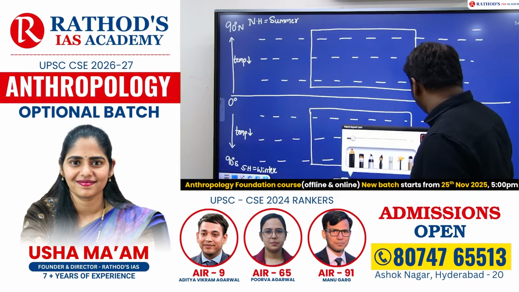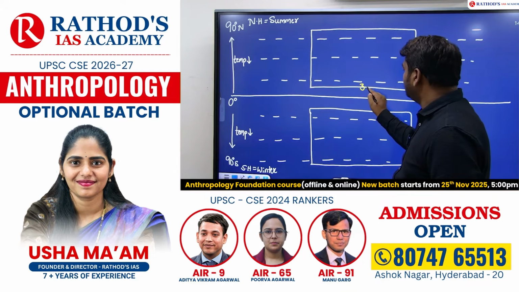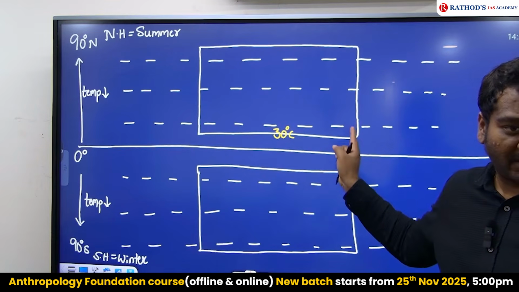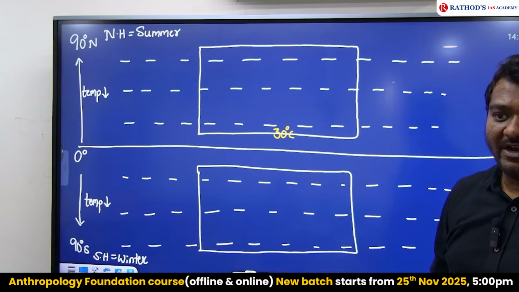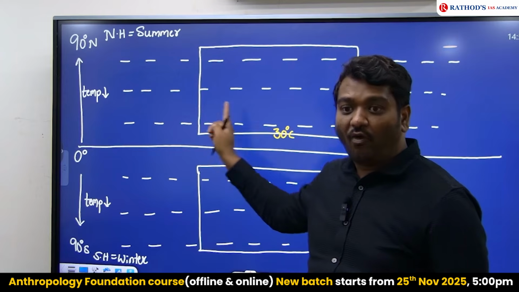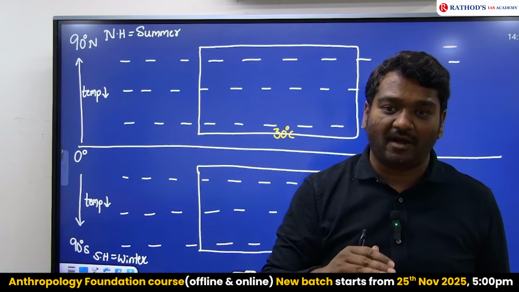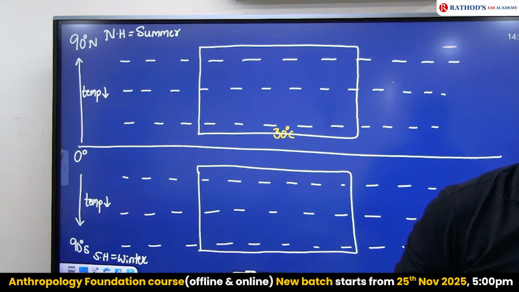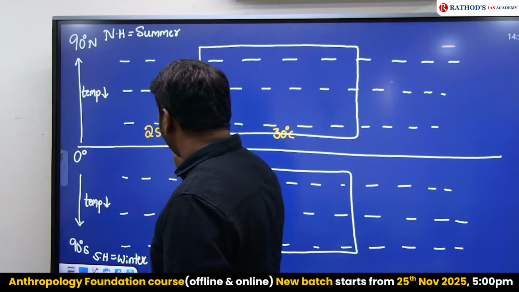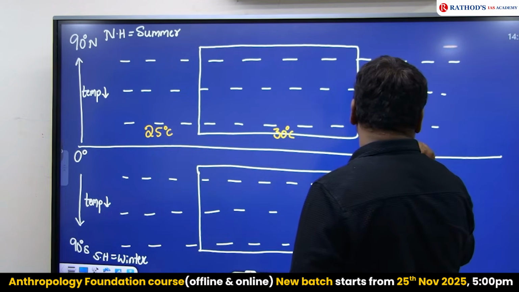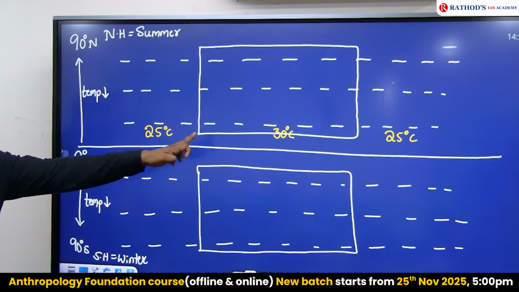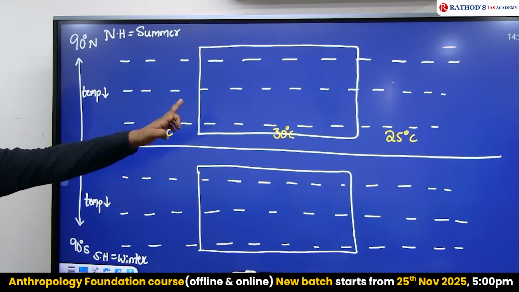Now, everyone see here, land is 30 degrees, closer to the equator. Can you tell me, will water be hot or cold? I am talking about summer. Land is 30; will water be hotter than land or will land be hotter than water? Land will be hotter. That means what will be the temperature here? 25, 25. Please see here, 30 and 30 will be hotter compared to 25 and 25.